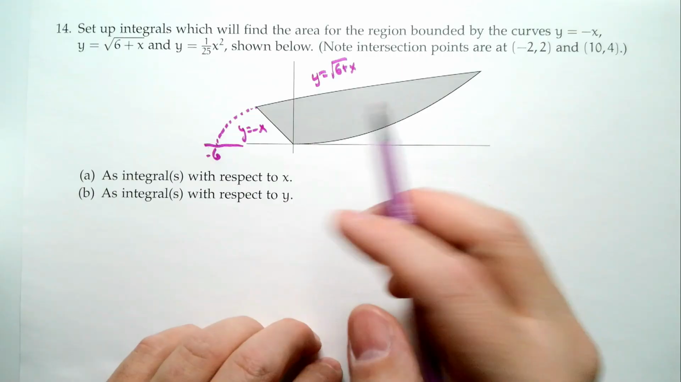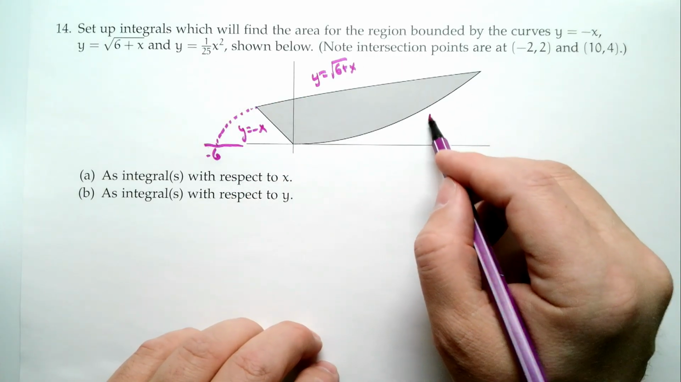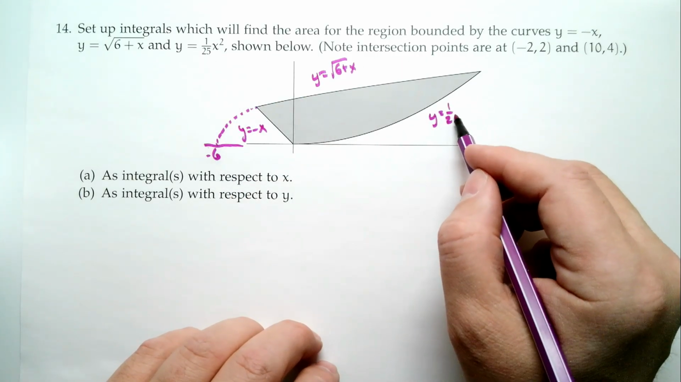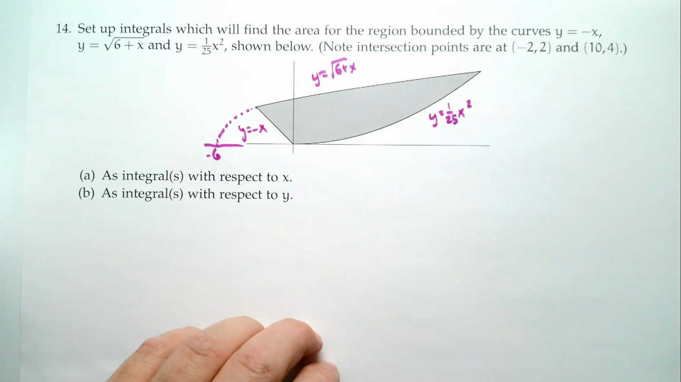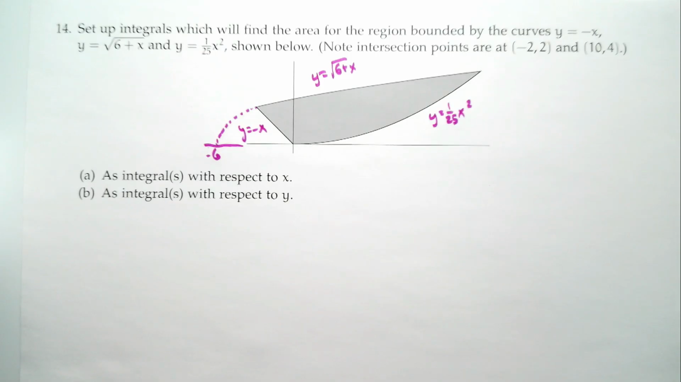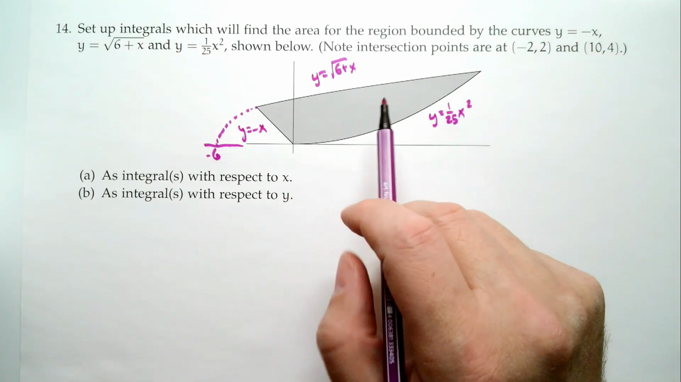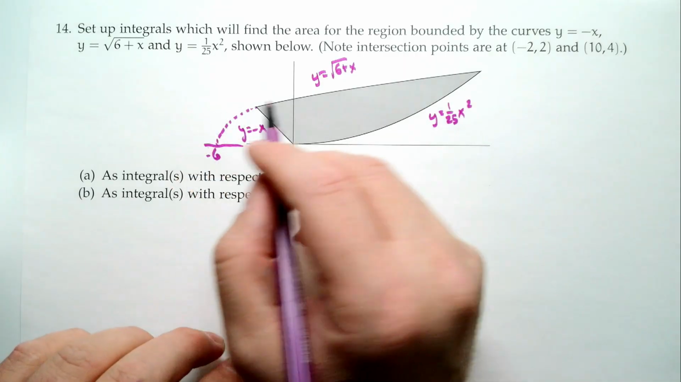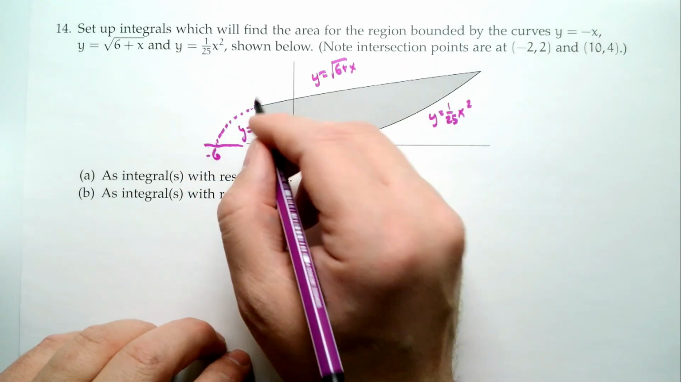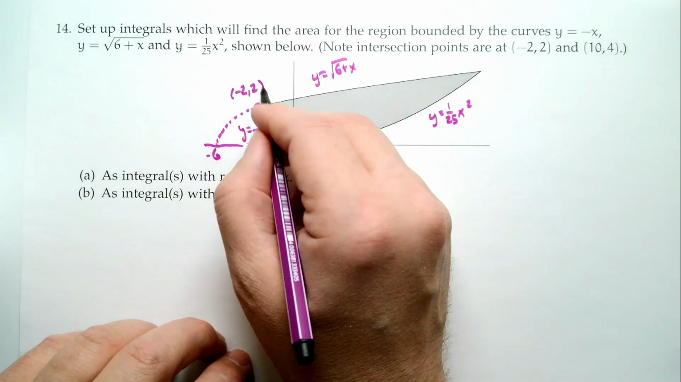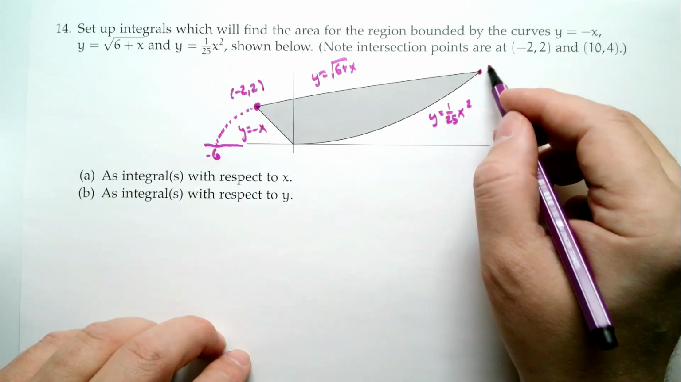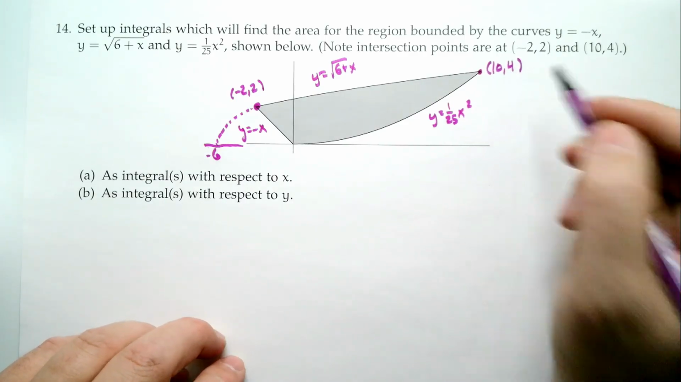And y equals 1 over 25 x squared. That's this curve right here. And if you say, that kind of looks like a parabola that's been squished down a lot, that's because it's a parabola that's been squished down quite a lot. So that's a good intuition to go to. And it says, they're very nice. Intersection points are at negative 2, 2. So that's over here at negative 2, 2, and at 10, 4.